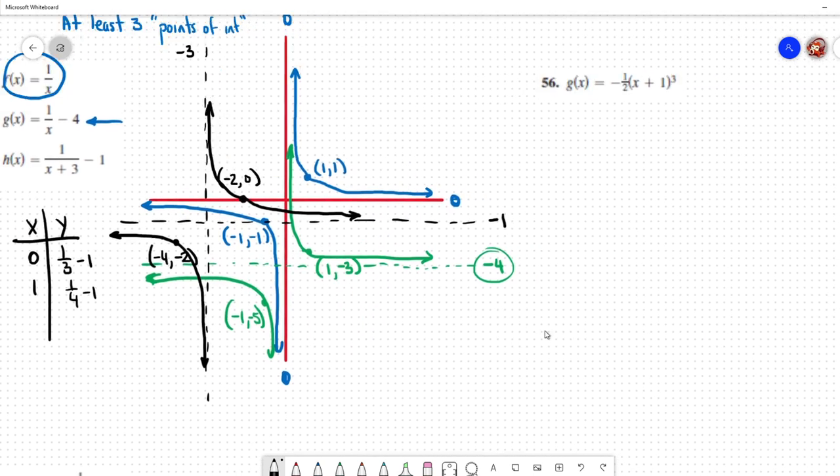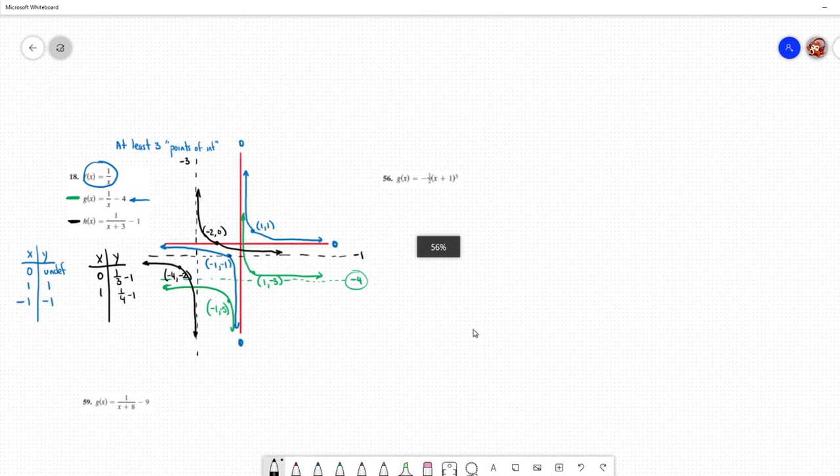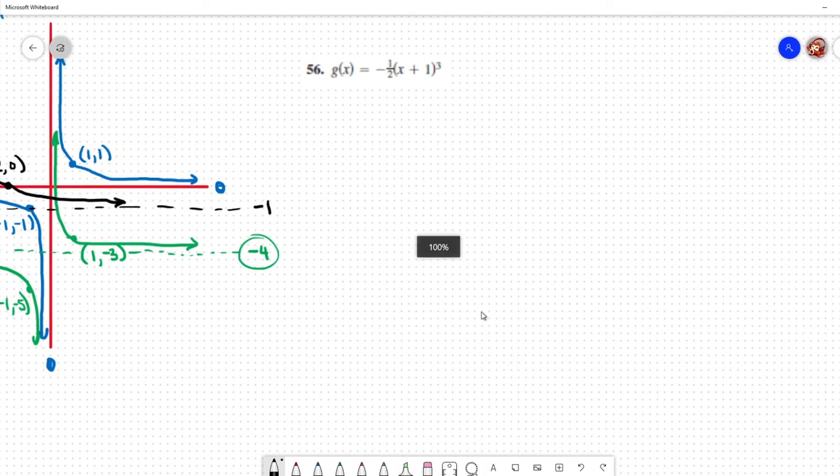Okay, now let's look at 56. So 56 and 9, yes. There were four parts to it. There was graphing and describing of the transformations, writing G in terms of F. So I'm not going to do the graphing part because I did it here. I am going to do the other parts, which are identifying the parent function, describing the transformations, and then also writing G in terms of F.